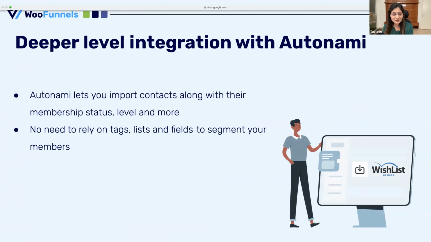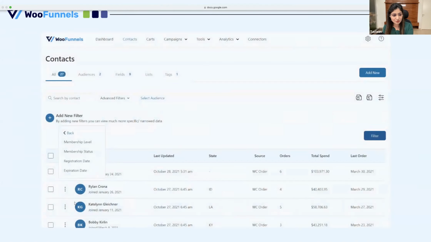So Autonami lets you import contacts along with their membership status, level, and more. So you don't have to rely on tags, lists, and fields as much. You can just press import, and all the data related to that particular member gets imported into your system. And you can use advanced filters to create those dynamic cohorts. So I'm just going to show you how this looks.